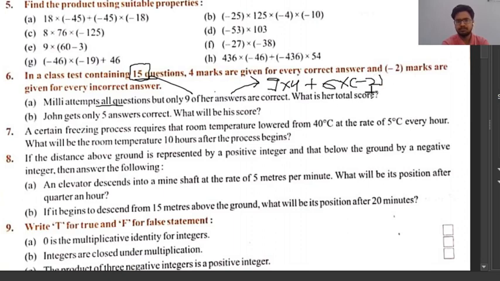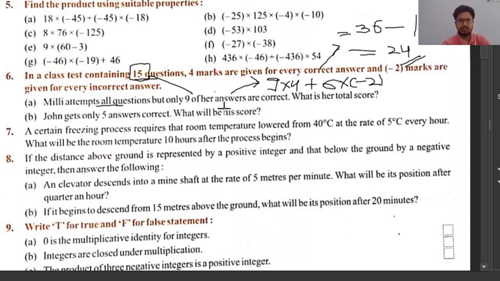Okay. Now you see, you simplify it, what will you get? 9 fours are 36 and minus, because plus into minus you will get minus, 6 twos are 12. How much is left? 24. It means Millie scored here 24 marks. How many marks did Millie get here? 24. Okay. I hope you understand this.